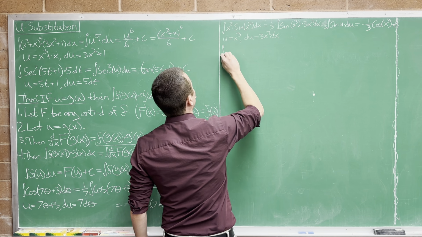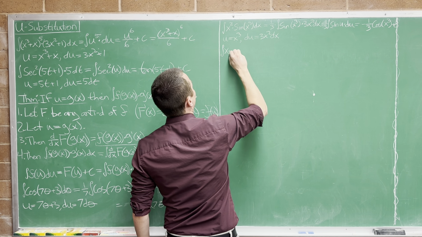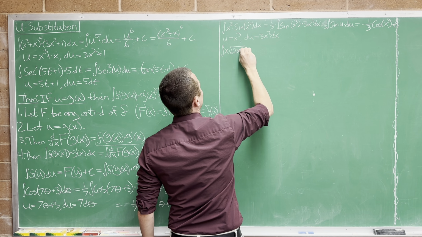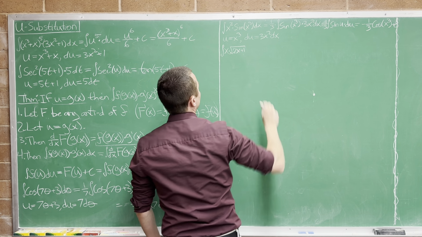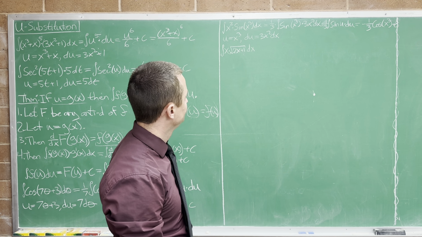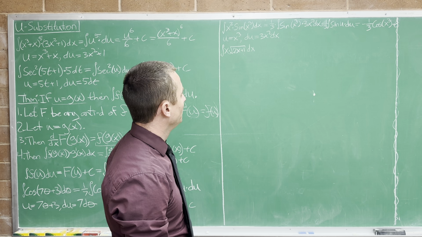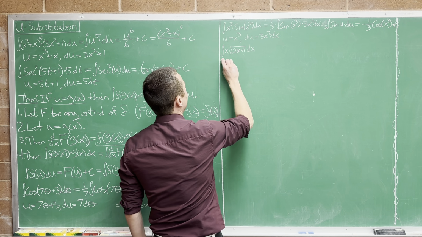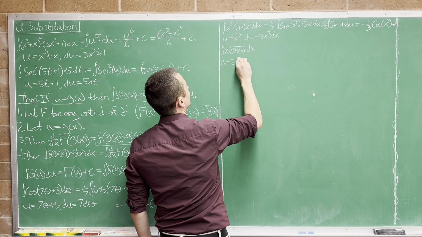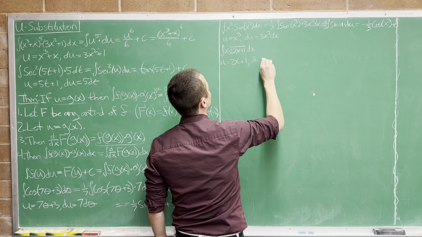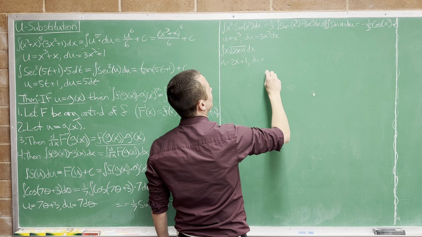So we have the integral of x times the square root of 2x plus 1 dx. Okay, what do we want our u to be? So if we did u is equal to 2x plus 1, what does our du equal? So that 1/2 and then plus x dx.